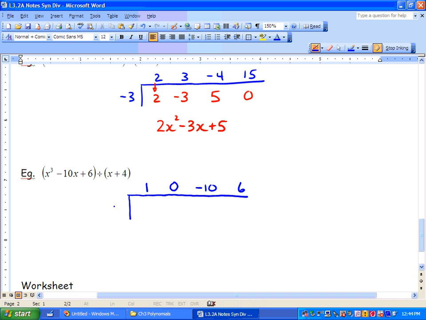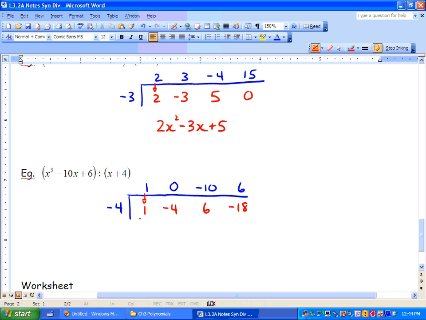Off to the side is always the opposite value here, so we have a negative 4. A reminder, this value drops straight down. It's a 1. Negative 4 and 0 is negative 4. Positive 16 and negative 10 is a 6. And negative 24 and 6 is negative 18.